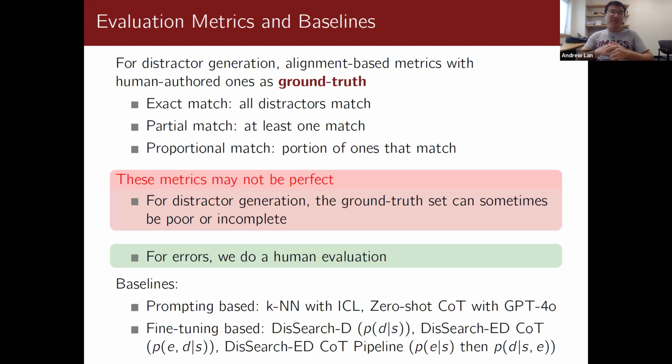And obviously, these metrics are not perfect because the ground truth set can sometimes be poor or incomplete. This doesn't always happen, but it's possible because for some of these multiple choice questions, just by design, it's very hard to come up with the second most common error. In many of these questions, there's really just the most common error that students would make, and for the others it's hard to imagine. Real students do not really make other kinds of mistakes.